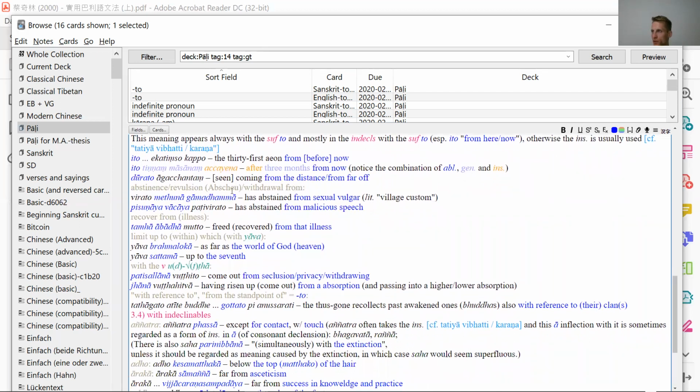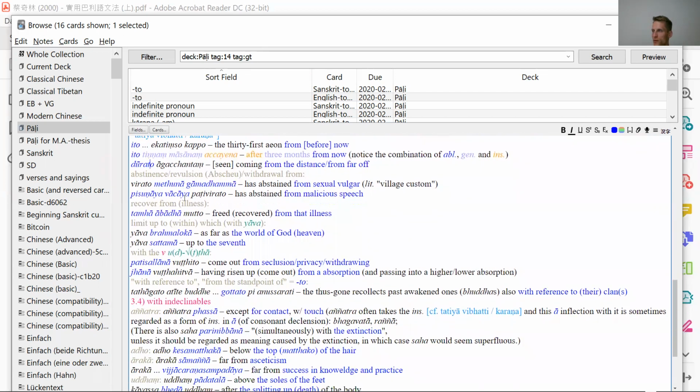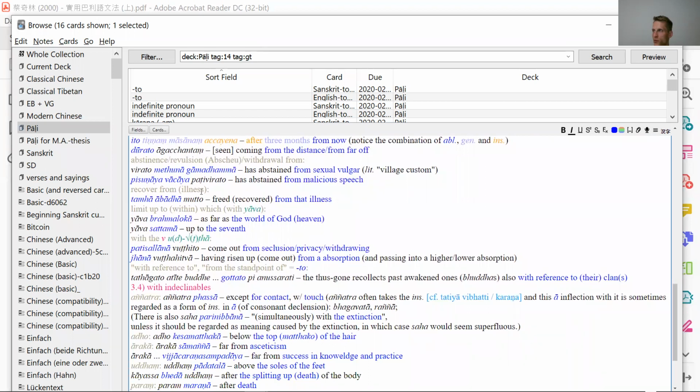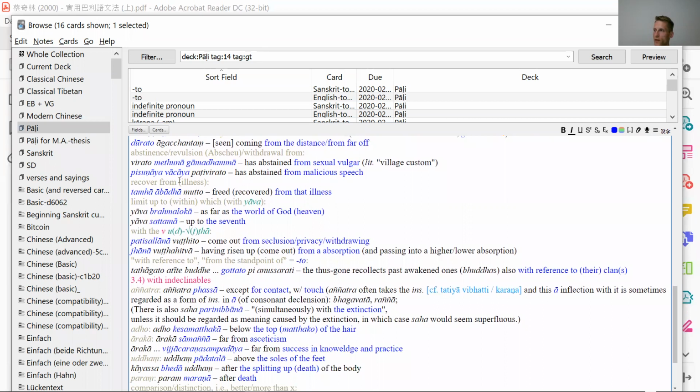Durato agacchantang, seen coming, or like coming, seen is implied most likely. Durato, from the distance, from afar. Abstinence or revulsion or withdrawal from. Vedato metuna gamadhamma, has abstained vedato from sexual metuna, vulgar gamadhamma. Pisunaya vachaya pativedato, has abstained with pativedato from malicious pisunaya, speech vachaya.